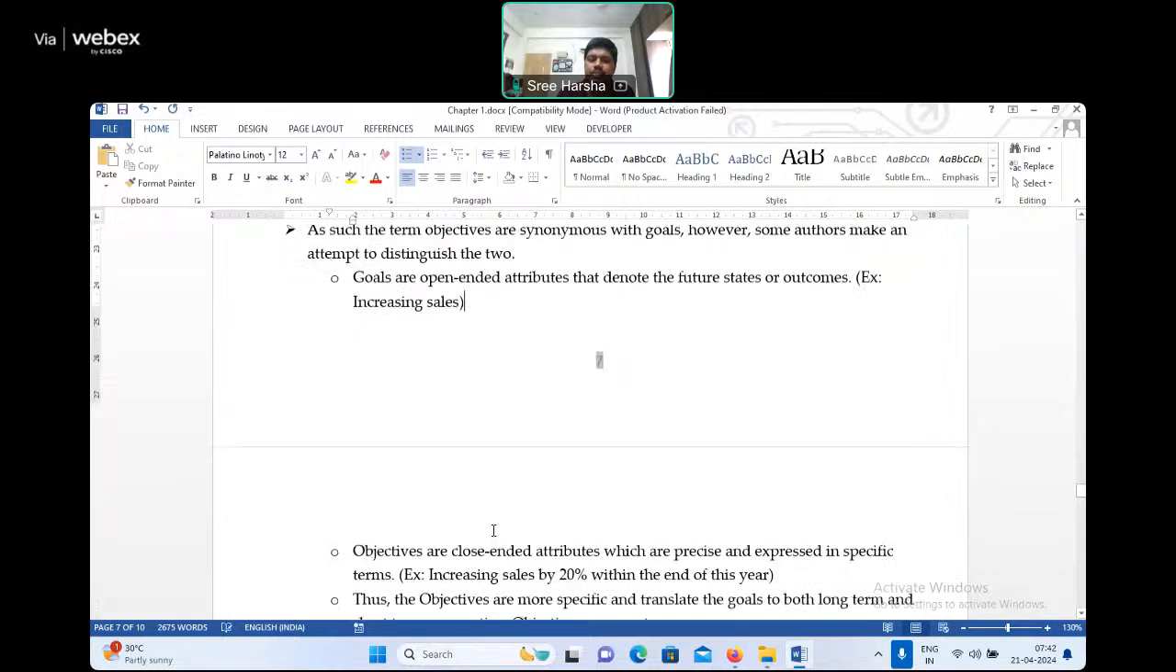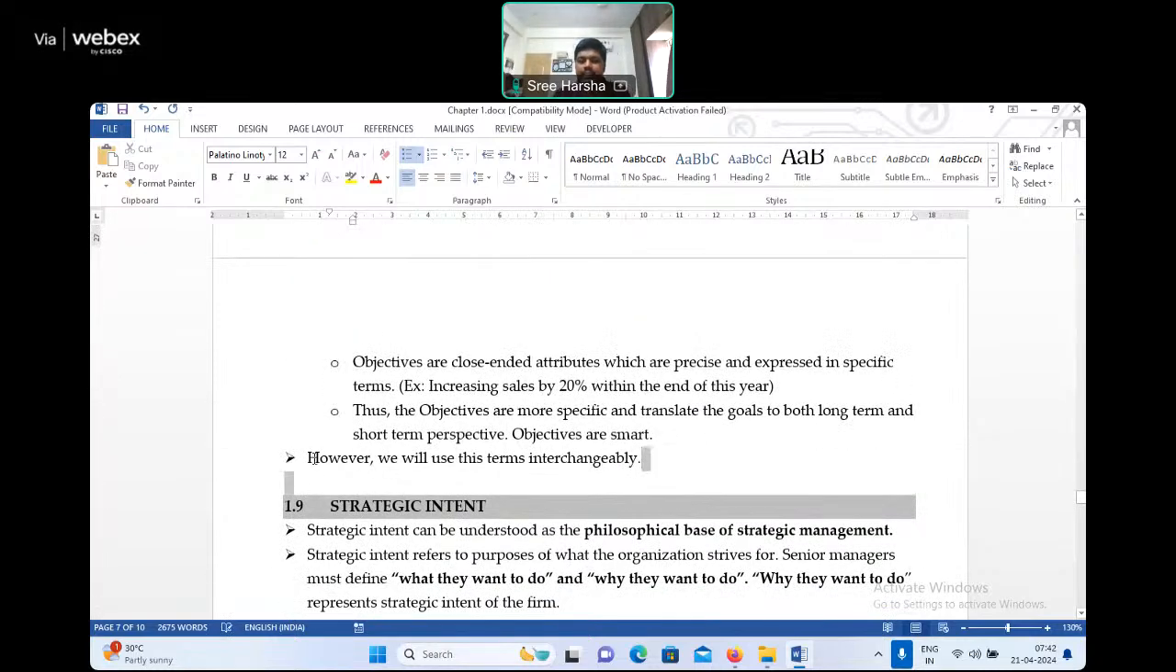However, these two words are used interchangeably. Sometimes people say goal for objective, objective for goal. So only for theoretical purposes, we will say goals are open-ended attributes, and objectives are closed-ended attributes with clear specifics. But however, they are words which are used interchangeably.